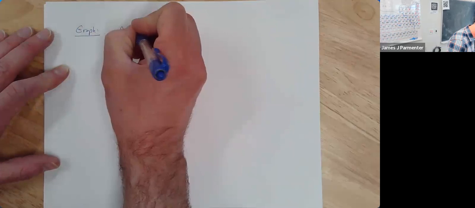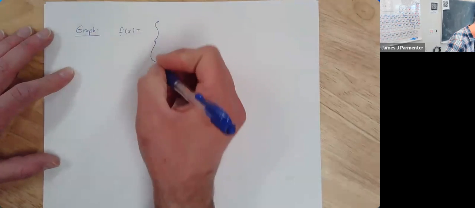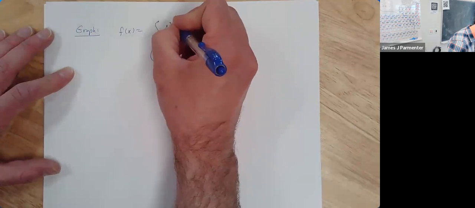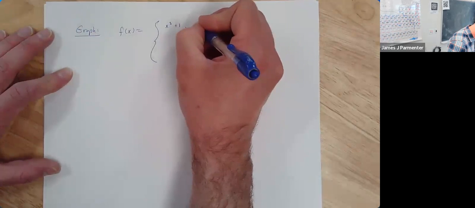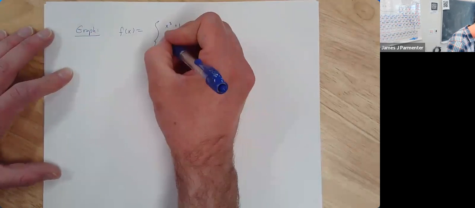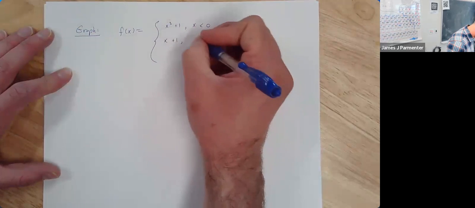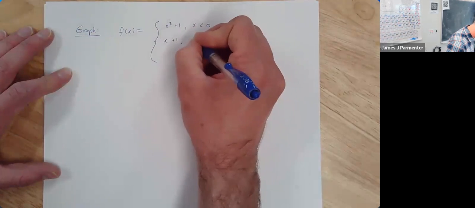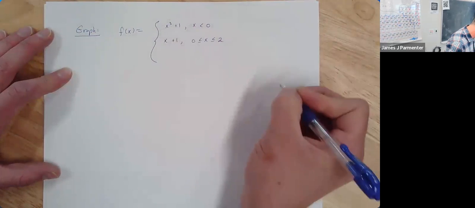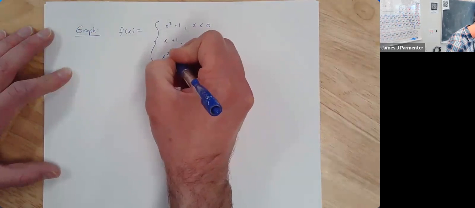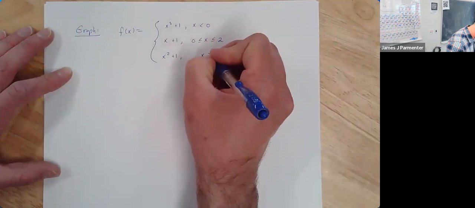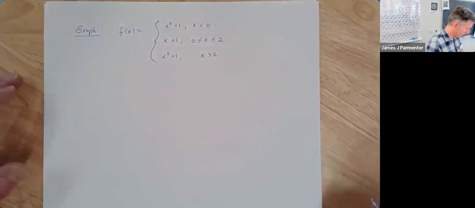piecewise function: f of x is equal to x cubed plus 1 when x is less than 0, x plus 1 when x is greater than or equal to 0 and less than or equal to 2, and finally x squared plus 1 when x is greater than 2. I'm going to graph it here.